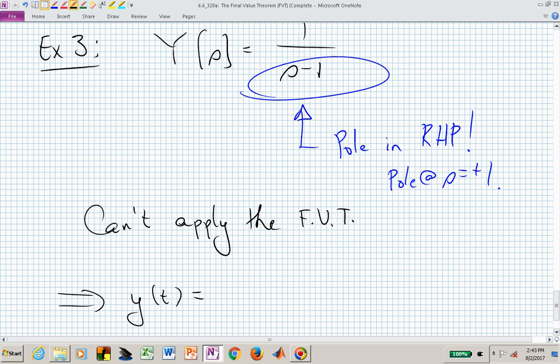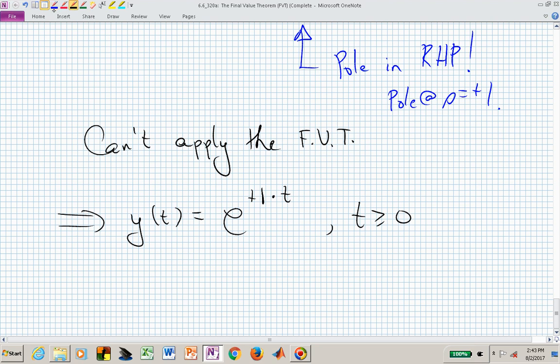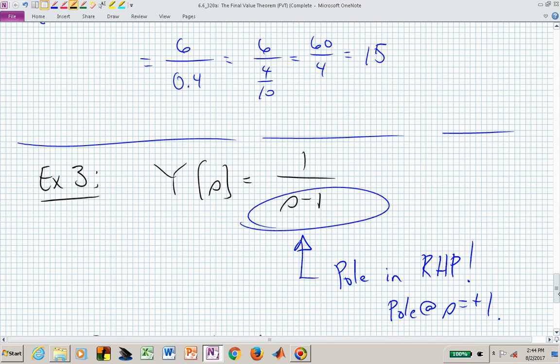Well, again, this is an exponential. It's just a growing exponential. It's e to the plus 1 times t for t greater than or equal to 0. And this particular time domain expression, e to the t, is unbounded, or it goes without bound as t gets larger and larger. Now suppose in the heat of the battle you simply applied the final value theorem and said, oh, here's what little y of t will be as t marches off to infinity.